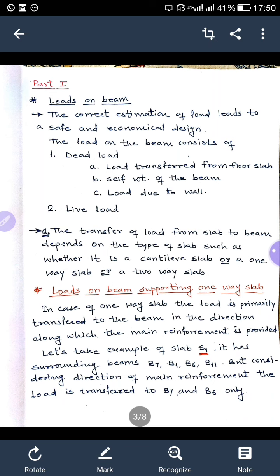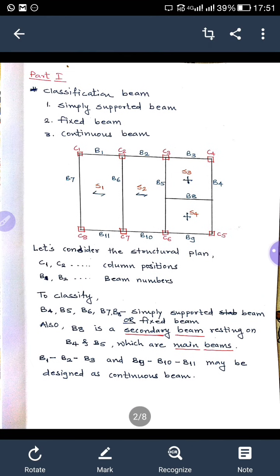Now let us consider load from slab, load transferred from floor slab. Further it depends upon which type of slab it is, whether it is a cantilever slab, one-way slab or two-way slab. First we will consider one-way slab. So for this one-way slab, let us take the same example. What is the example we have? We have, say, S1 slab over here.